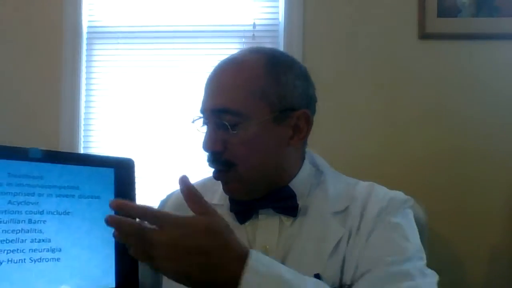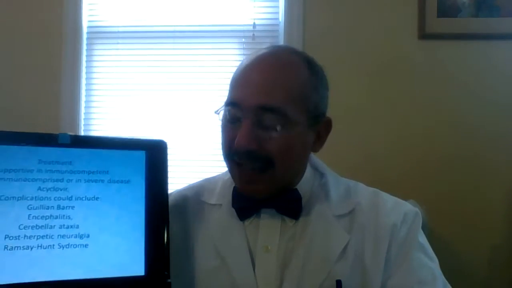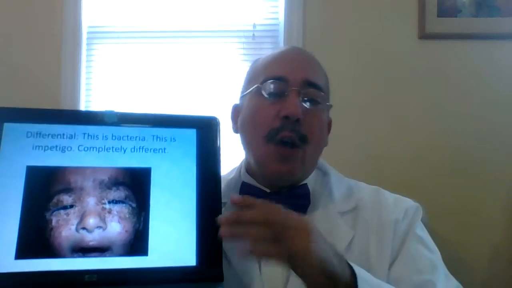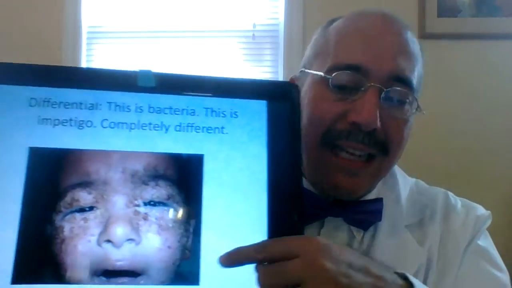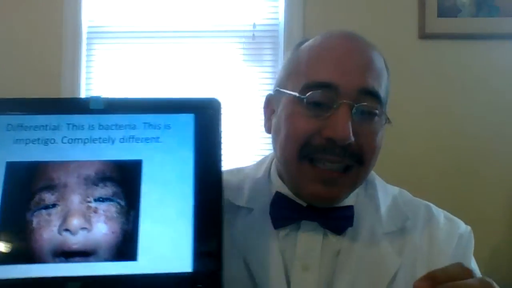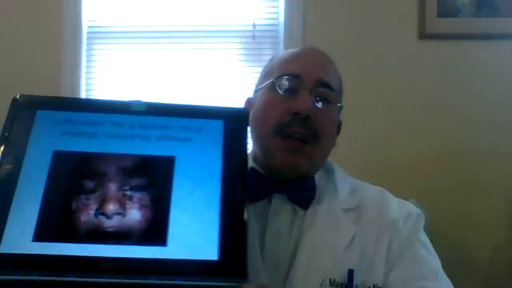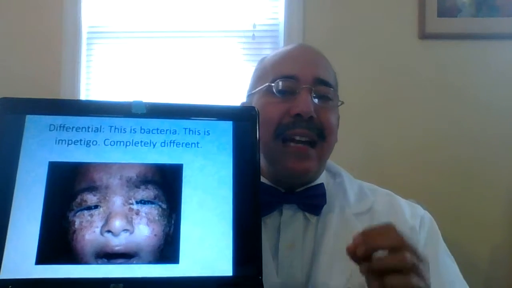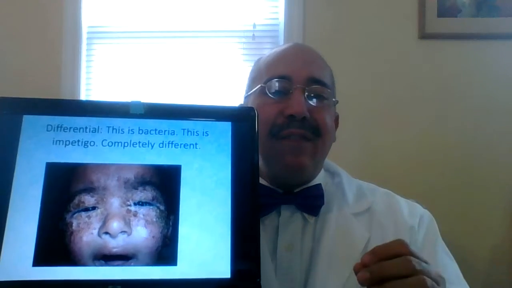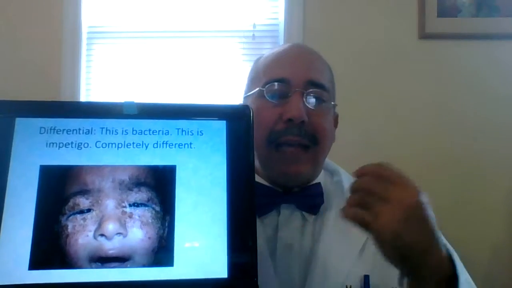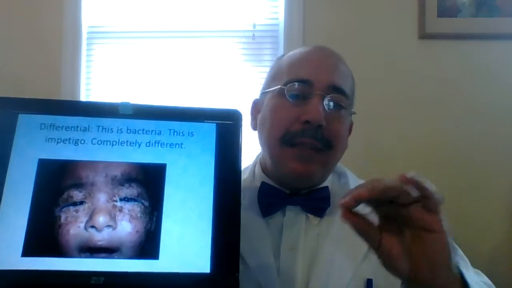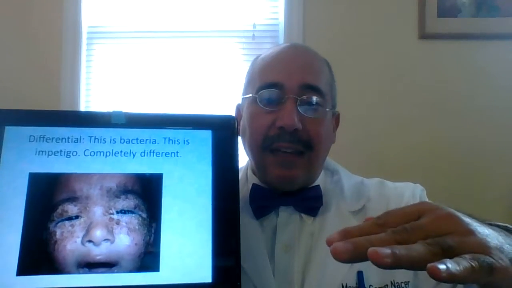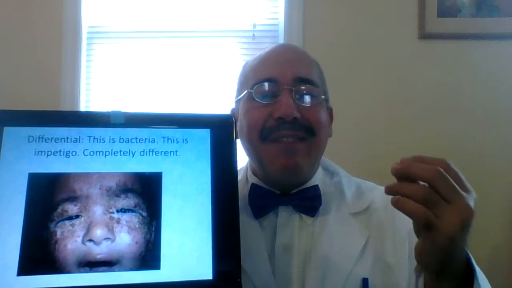Now, it can also, as we saw, be encephalitis, ataxia, Guillain-Barré, some of these complications. Now, what happens when you see a child like this? Look at this face. It's something completely different. We have, in this case, something that is more spread. This is not a virus. This is an infection that affects the epidermis, the most superficial part of the skin.